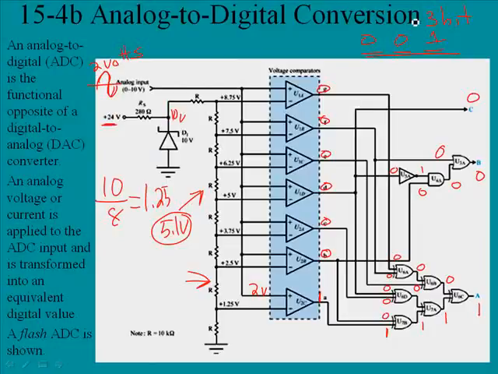Okay, so now we're going to put in an analog value of 5.1 volts, so this comparator will go high, so we'll put a 1 here. In fact, all of these below will be high. Put 1s on all these, and then these above here will all be 0. So, given the fact that it's 5.1, the value should be 1, 0, 0. So let's see what we get when we do the evaluation.